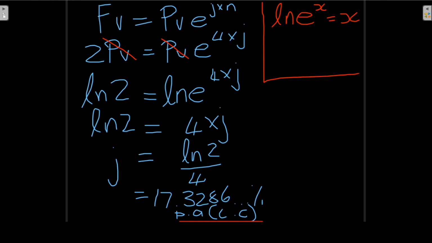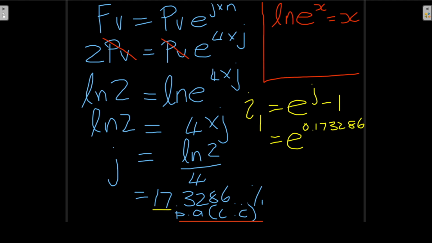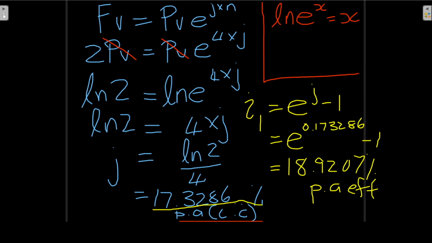And now we would like to find the equivalent effective annual interest rate. So we would like to find I1. And we now make use of the formula for the equivalent effective annual interest rate when compounding is continuous. And we know that that is equal to e to the j minus 1. So I substitute the j that I got in the previous part of the question. Just note here that I wrote it as a percentage, and in the formula I write it in decimal form. And this is then per annum effective, or per annum compounded annually. So we can also write it as per annum compounded annually.